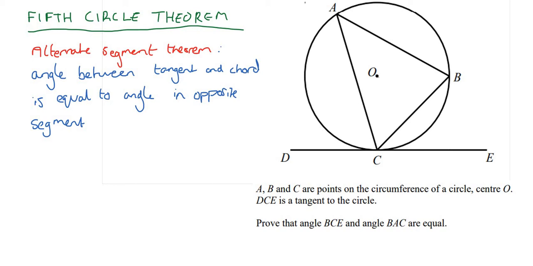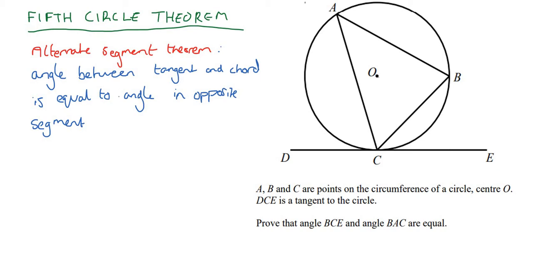Hello, welcome to the fifth and final installment of this series where we are proving the circle theorems. Now I know in some books there are more than 5, but I consider these to be the main 5. So this one is possibly the most tricky to understand what's going on. It's called the alternate segment theorem.